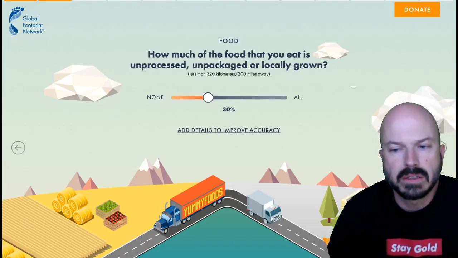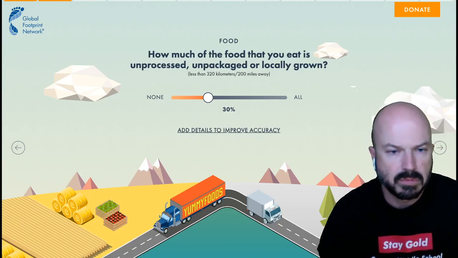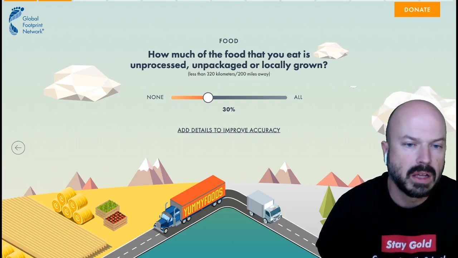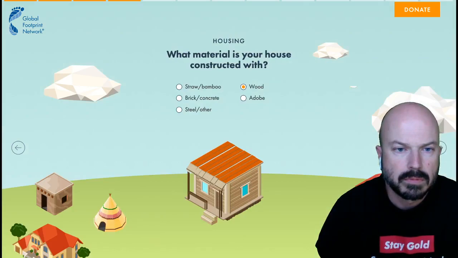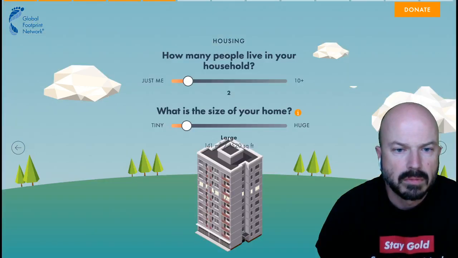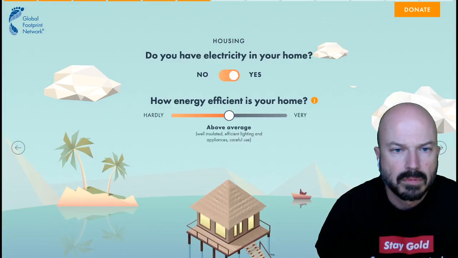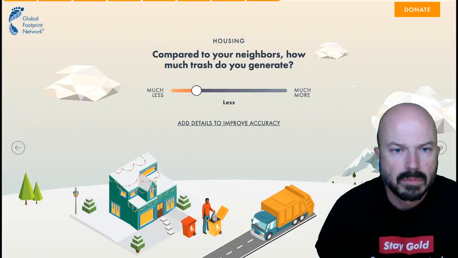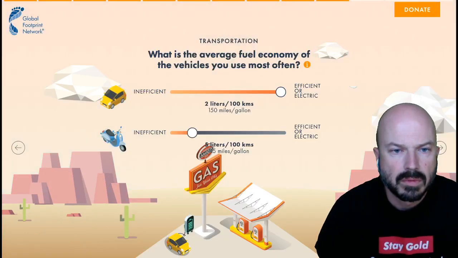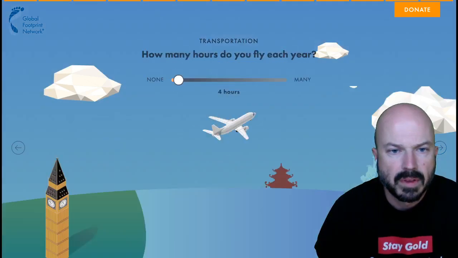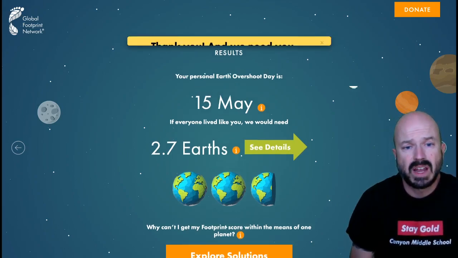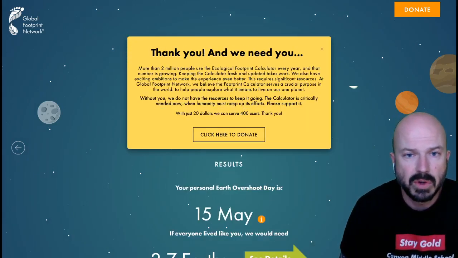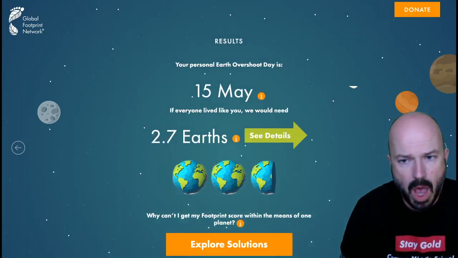And to get through this real quick, I'm just going to take their assumptions. When you do this, go through and either use the slider or add details. Okay. Oh my goodness. If everyone lived like me, we would need 2.7 Earths. Wow.